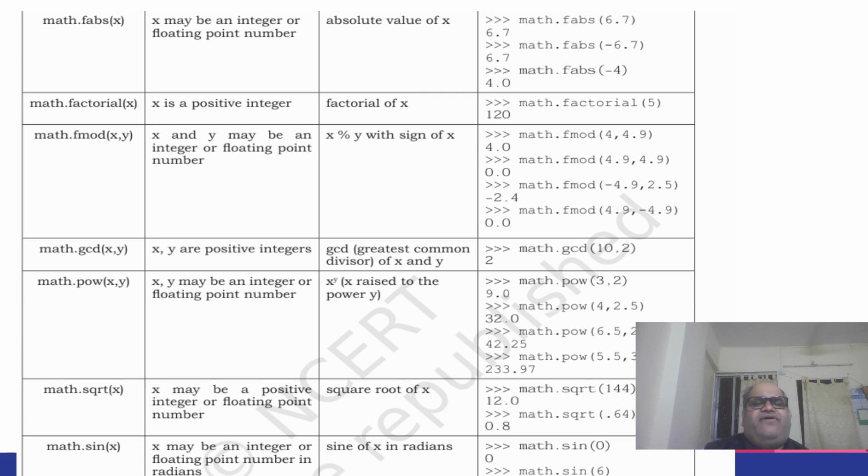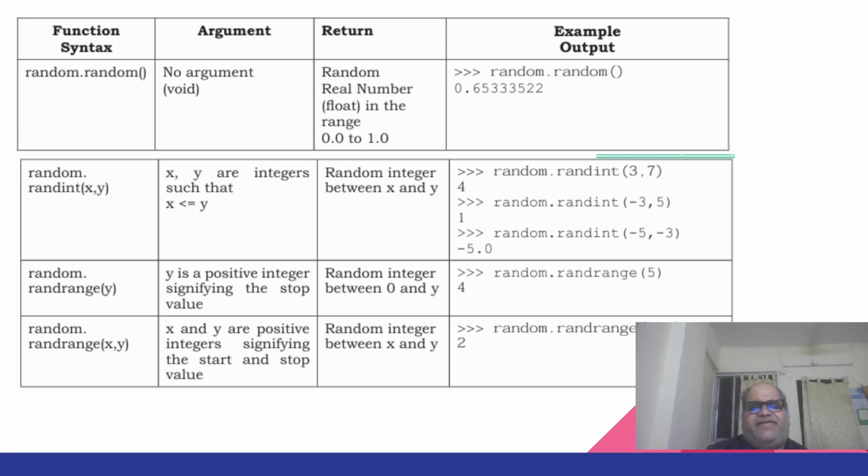Then you can take the absolute value, which again gives you the positive part of the answer. Factorial is the multiplication of all the numbers: you can give an integer and you get the multiplication of all numbers up to it as the answer. In a similar way you have GCD, power, square root, as well as sine, cos, and theta, those kinds of trigonometry-related functions.